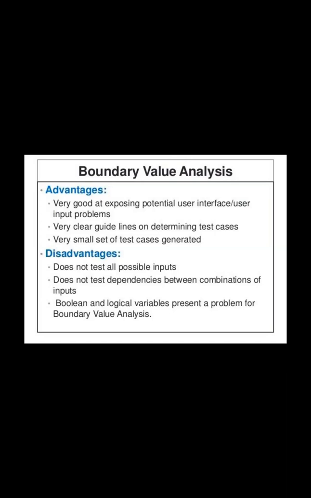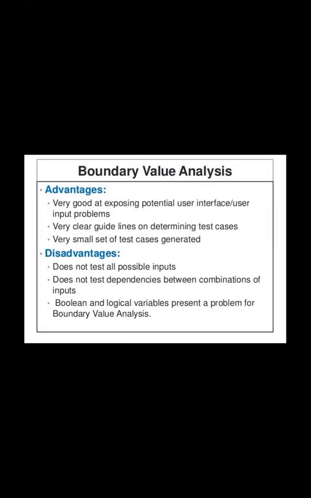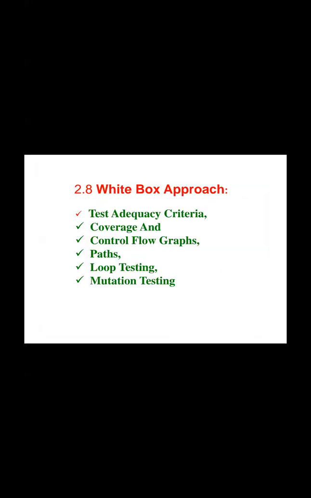So in boundary value analysis, what we will do, we will give the minimum value, 1 value above minimum value, that is 2, and 1 value less than the minimum value, that is 0. So we'll check all the boundary constraints. So in the previous class, we started with the white box testing approach. In that, we discussed test adequacy criteria, code coverage, control flow graphs, paths, and looping testing.